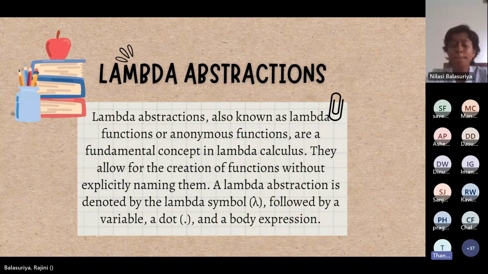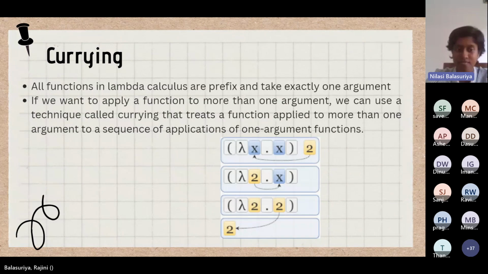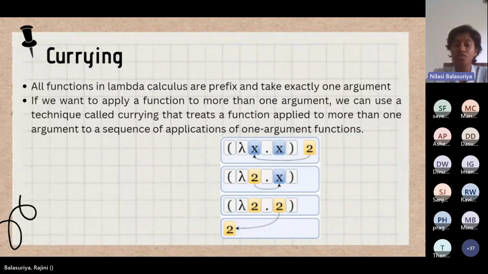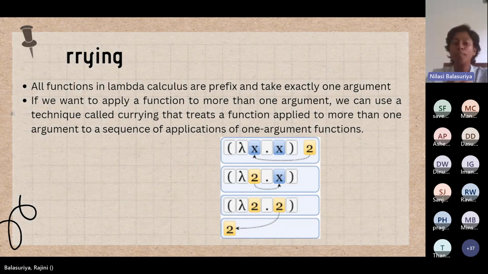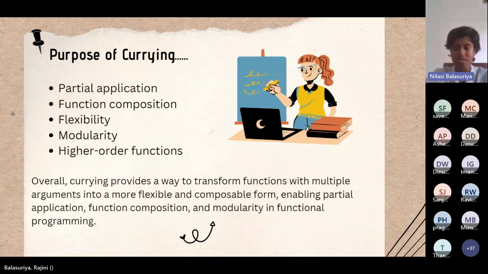So Nilasi, what if we want to apply a function to more than one argument? What do we do? Yes, Tanuda. Then we can use the technique called currying, which was invented by the American mathematician Haskell Curry. Currying is a method to transform a function that takes multiple arguments into a sequence of functions, each taking one argument. Currying can be utilized for partial application, function composition, and higher order functions.